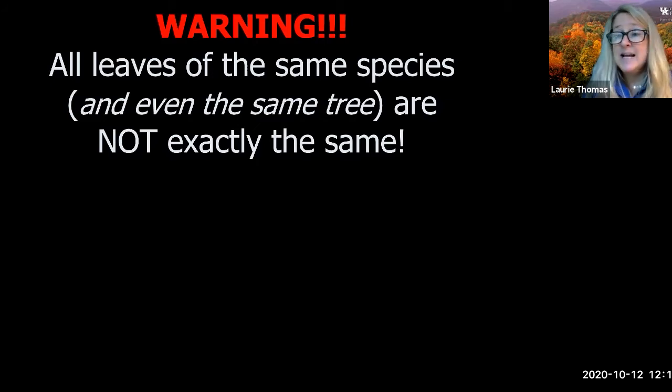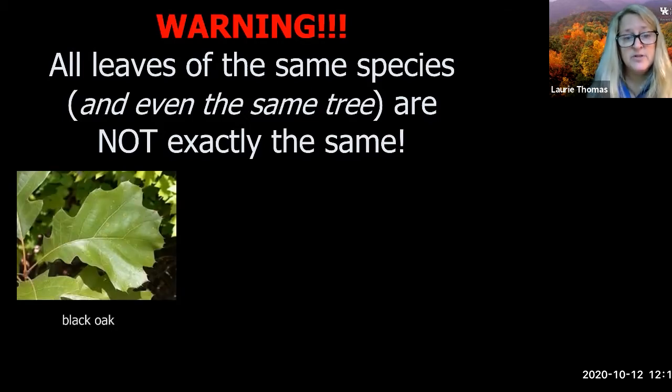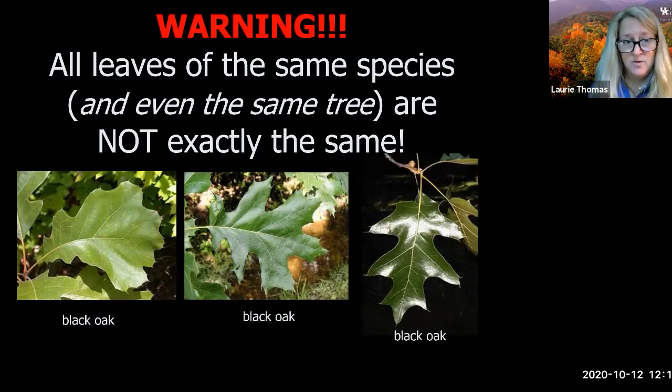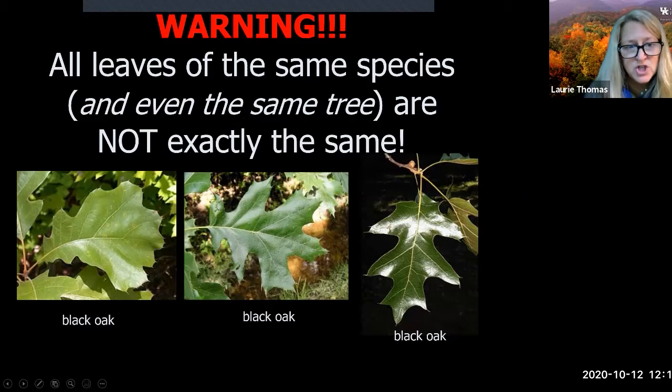All leaves of the same species, and even on the same tree, are not exactly the same. So you want to make sure that you look at more than one leaf. As you can see by this example here, here's a black oak, here's a black oak, and here's a black oak. Look how different these leaves look. You've got very shallow lobes right here, and deep sinuses with big protruding lobes on this one in the middle.